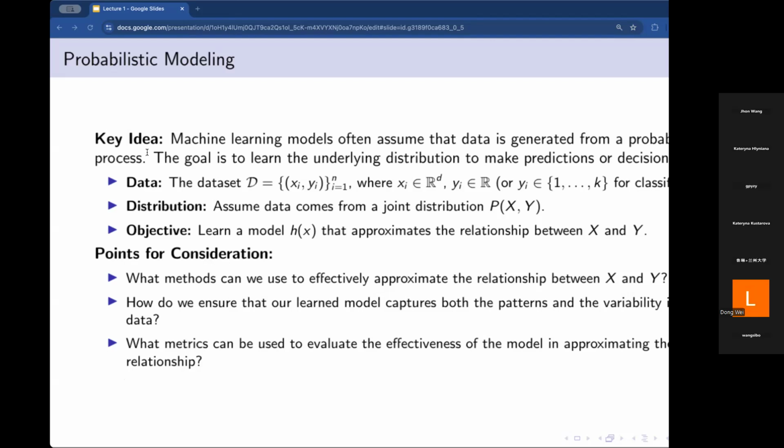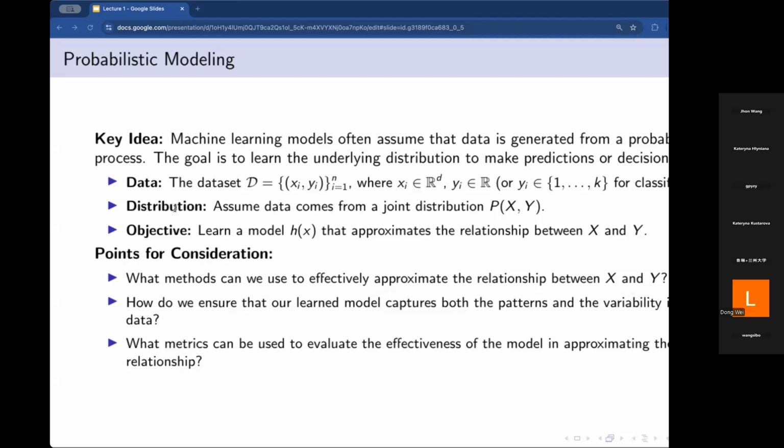y. To achieve this, we need to consider a few important questions. First, what methods can we use to effectively approximate this relationship? Second, how do we ensure that our model captures both the patterns and the variability in the data? And third, what metrics should we use to evaluate the model's effectiveness in capturing the true relationship between X and Y?